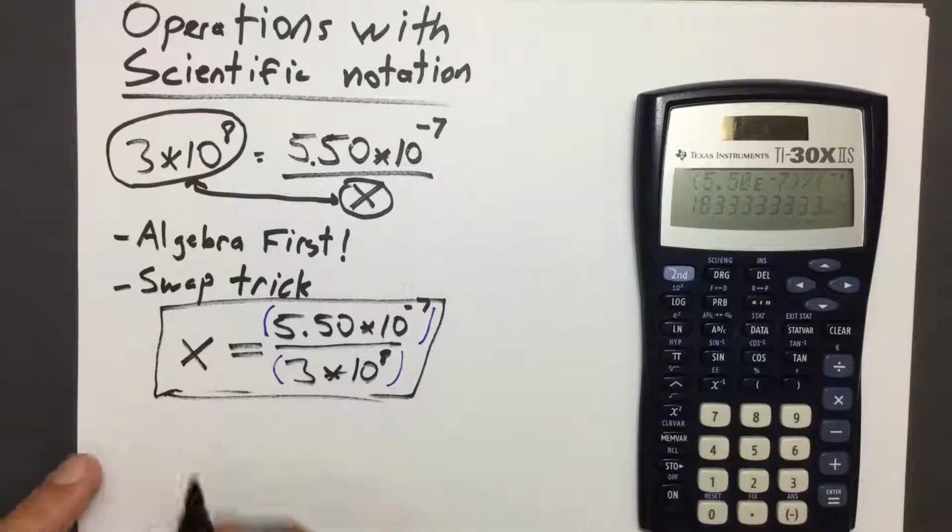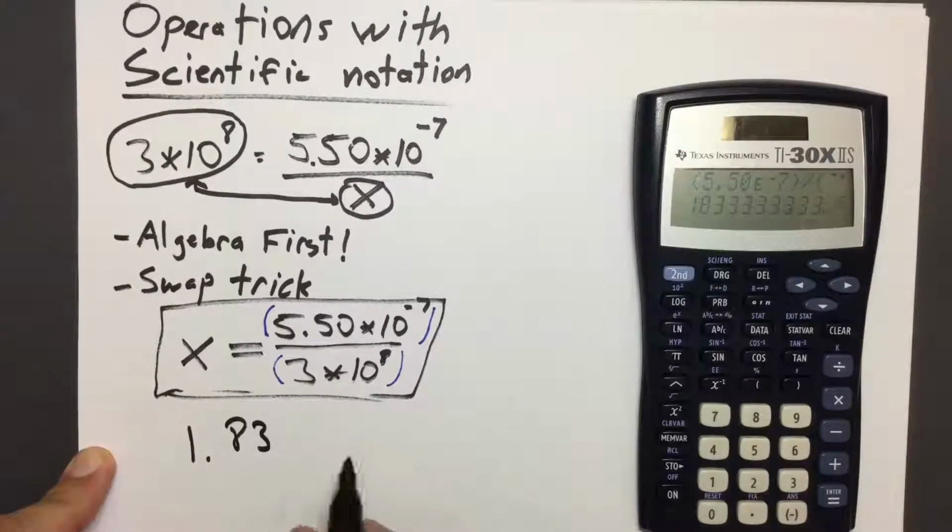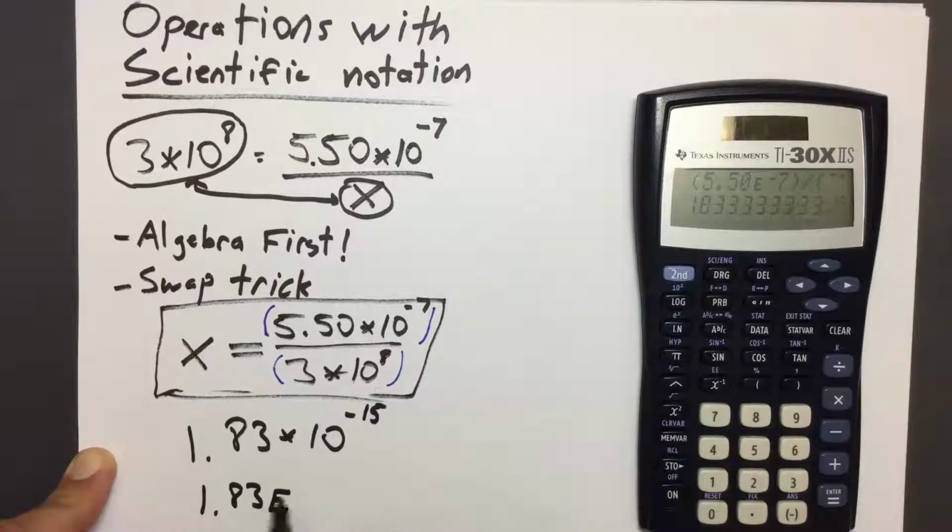So you could write as your answer 1.83 times 10 to the negative 15, or just 1.83 e negative 15. Either one is fine, and your instructor will definitely know what you're talking about.